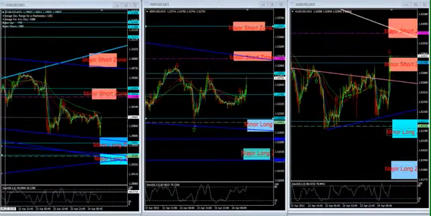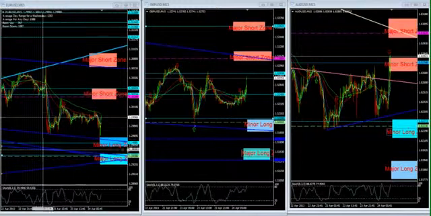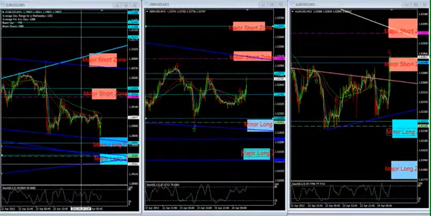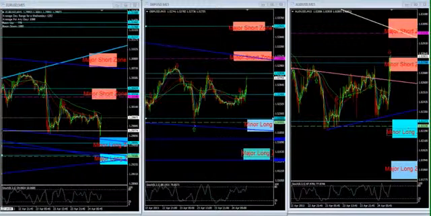Alright, so pretty much on the euro we've hit our initial target, so I'm going to take some profits off. Aussie, we're still in the trade, just about 5 pips off of the stop loss. So that's pretty much the update for now.